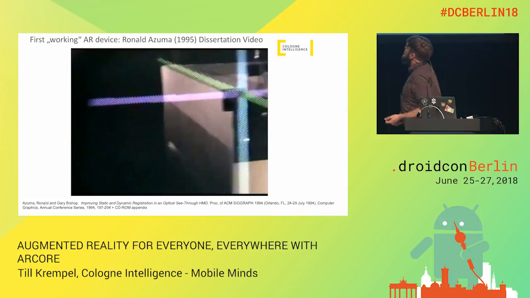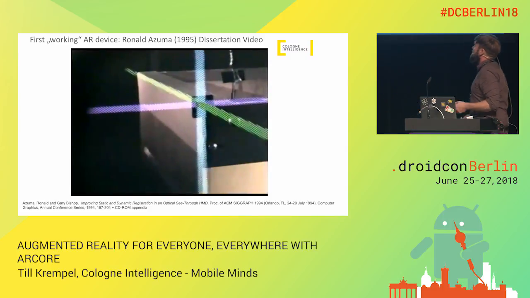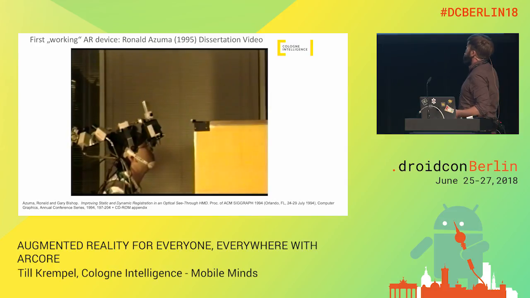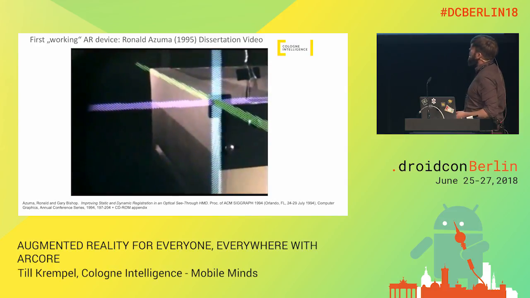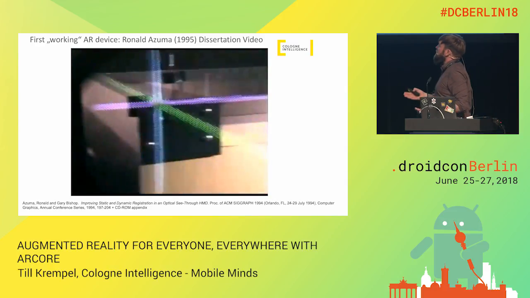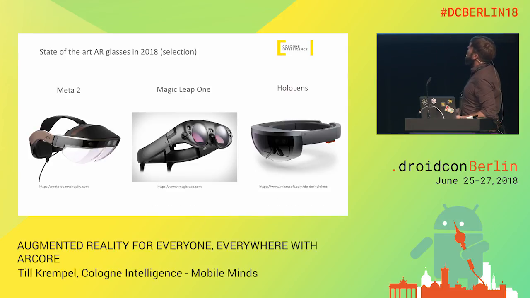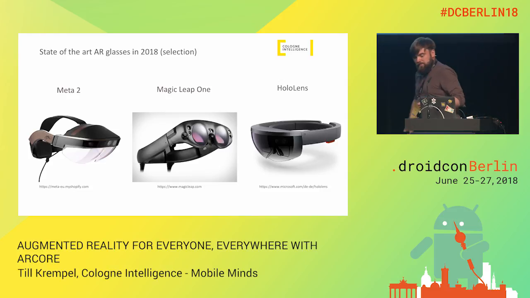What you see here is the first working AR device that Ronald Azuma built for his dissertation, or at least it's referenced in the dissertation video. What you can see here is in 3D, and basically these lines are aligned with the real object. Okay, we will come to mobile AR, I promise.